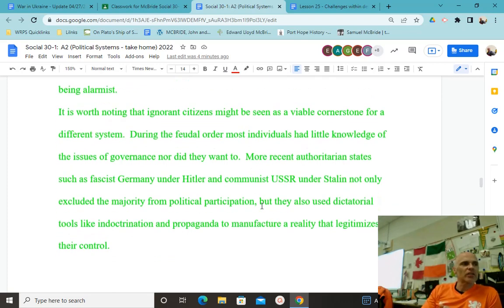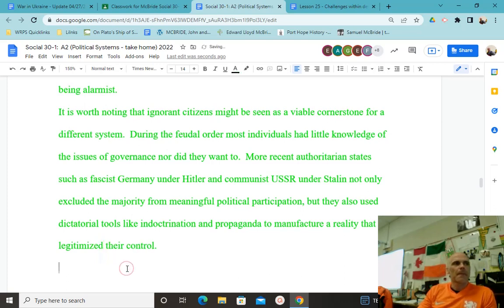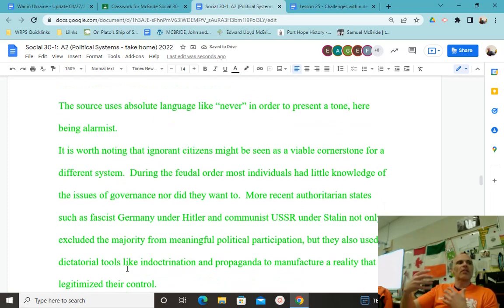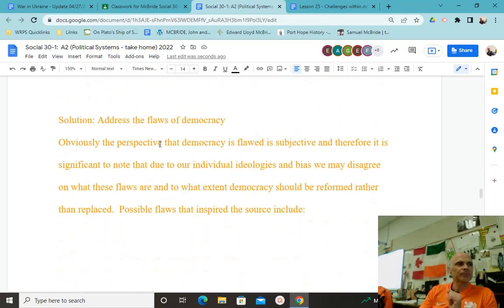More recent authoritarian states such as fascist Germany under Hitler and the communist Soviet Union under Stalin not only excluded the majority from political participation, or from meaningful participation, because they did get to vote, but they also used dictatorial tools like indoctrination and propaganda to manufacture a reality that legitimized their control. So, what have I done there? I've taken the word never and I've unraveled the tone there, and I added the idea that you're talking about never will be a viable cornerstone for a democracy, but ignorant citizens, that's great under fascist or communist states.